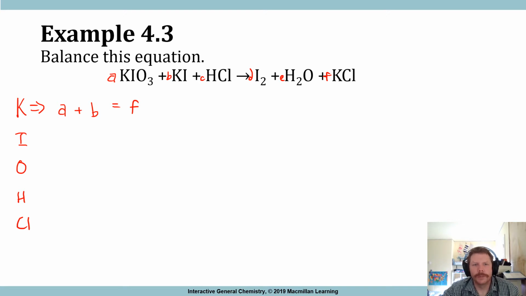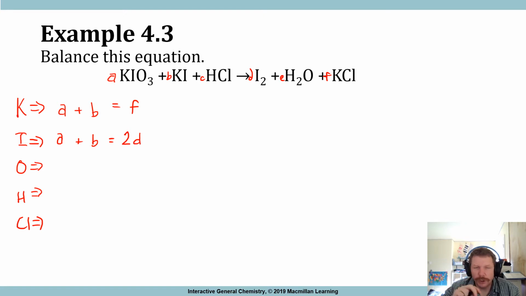This gives me the number of potassiums on the reactant side, A plus B, one of each, is equal to F. Now, I don't want to do any sort of solving because I want to define all of these different equations. I'm going to write these very simple equations for each one of my atoms. Now, iodine. Iodine is found in molecule A, it's found in molecule B, and it's found in molecule D as a product. How many are there in molecule D? Well, there's two. So I'm going to write 2D.